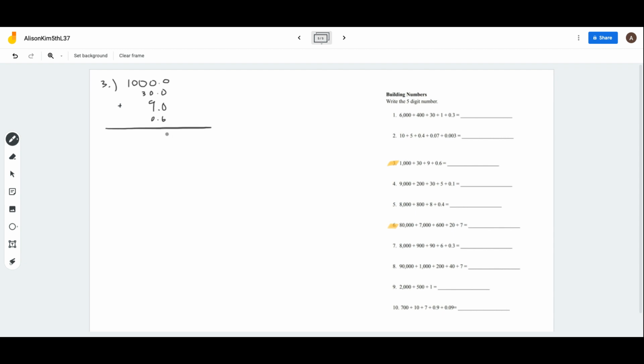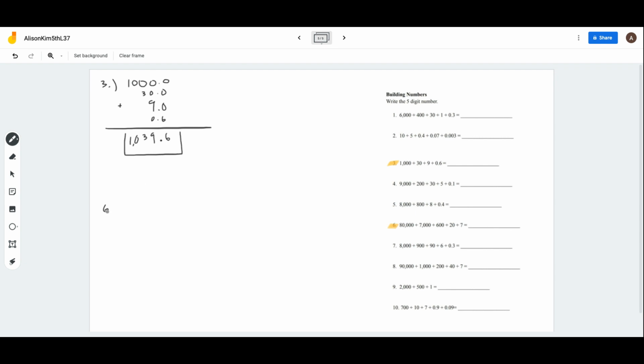6 plus 0 is just 6, and then we're going to bring down the decimal point. 9 plus 0 is 9. 3 plus 0 is 3. And then we bring down the 0 and we bring down the 1. So our final answer will be 1039.6.